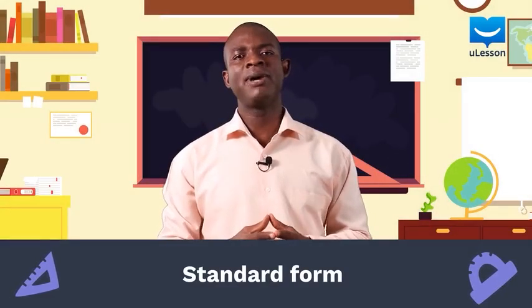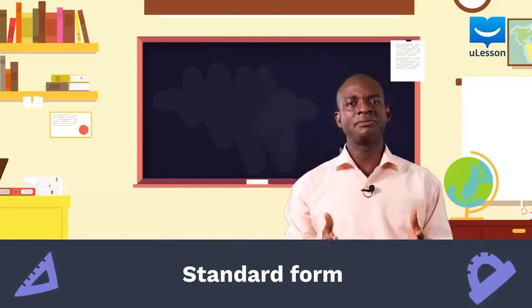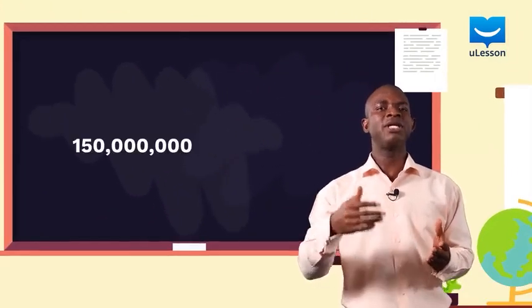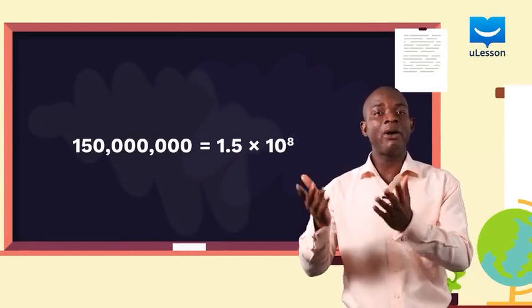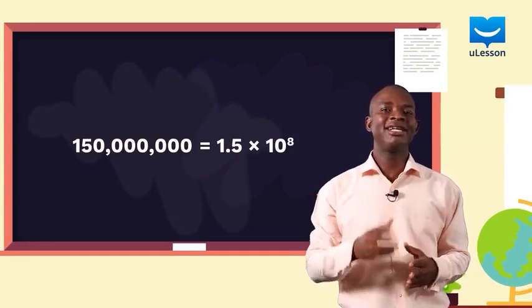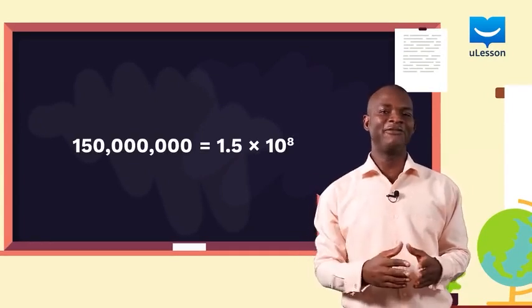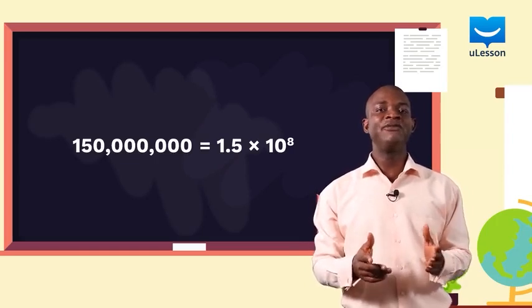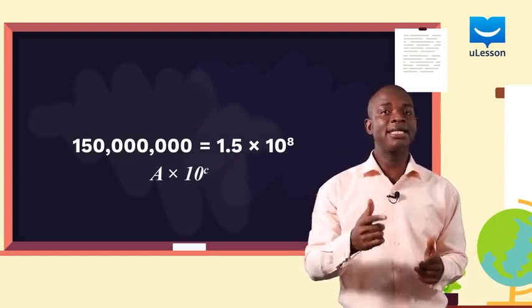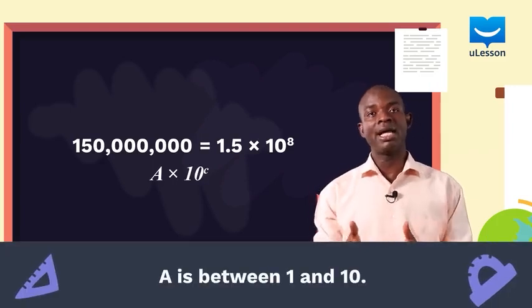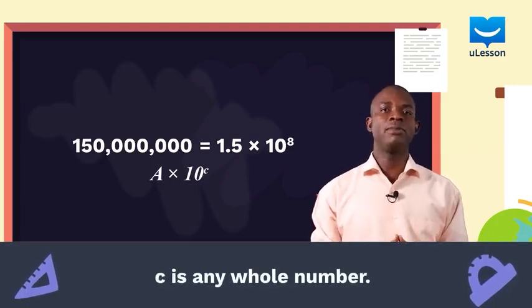How do we make these numbers handy? It's easy. Instead of writing 150 million, we can just write it as 1.5 times 10 power 8. Yes, that form is what we call the standard form. The standard form is given generally as a times 10 power c, where a is any number between 1 and 10, and c is any whole number.